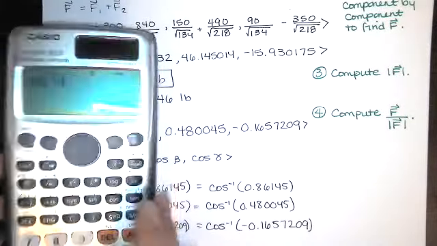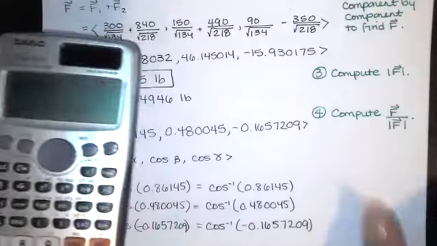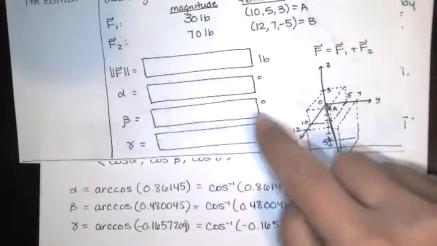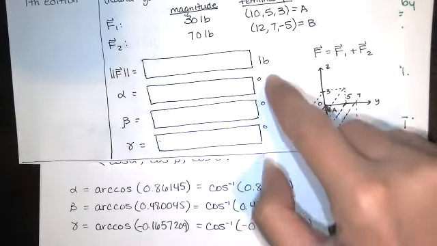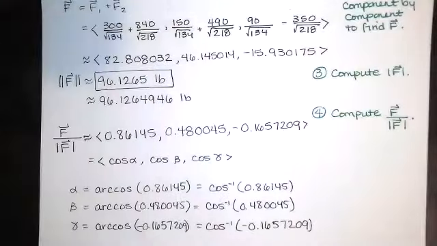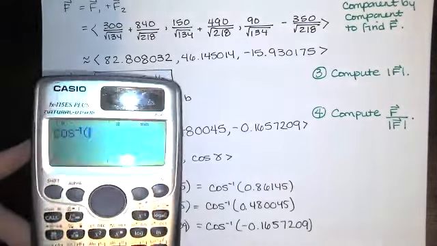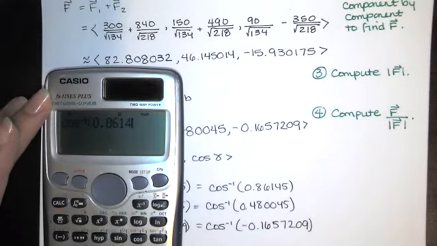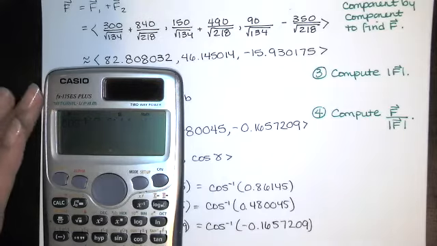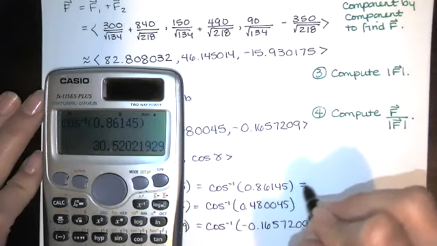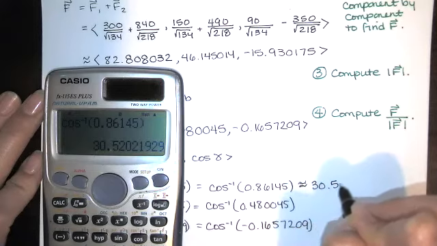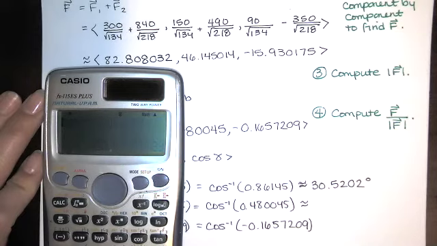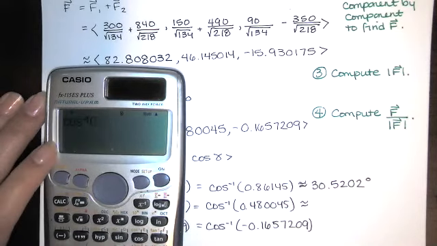So I'll use second. Now make sure your calculator is in degree mode, and if you're saying why degrees, why not radians? It's because that's what it said in WebAssign. They put a space and then a little degree symbol. That means they want the answer in degrees. And they asked you to round to 4 decimal places. So that first angle is approximately 30.5202 degrees.